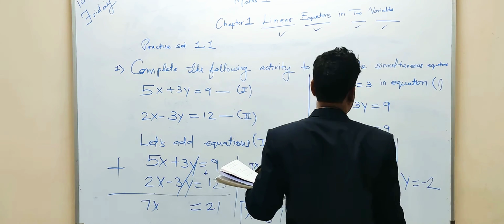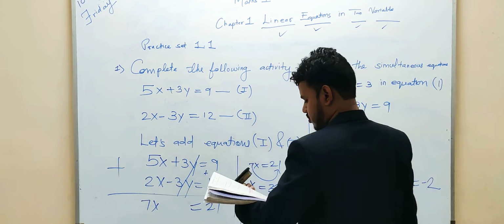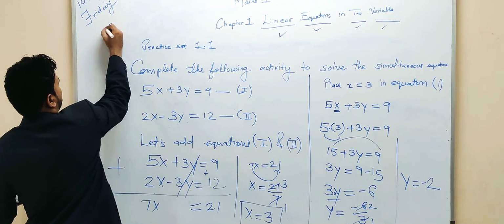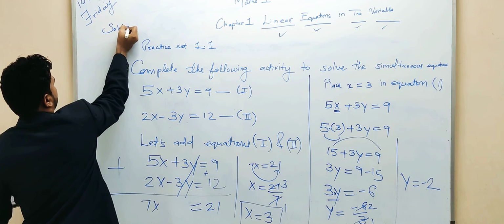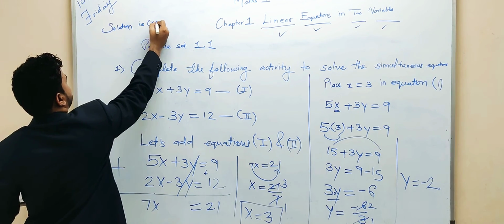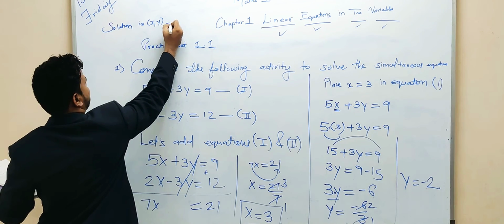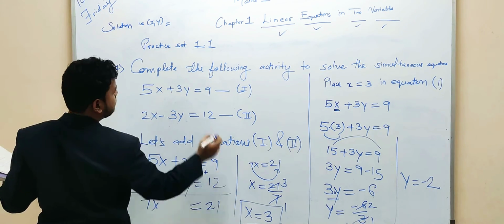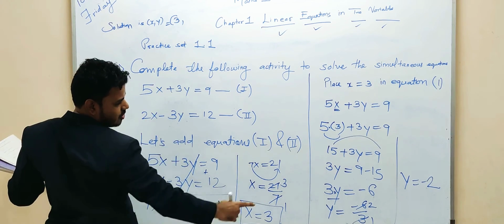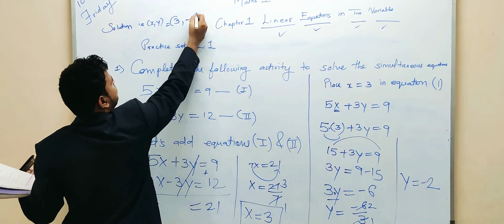Now we have the solution. There is no space here, so I will write it down here. The solution is (x, y) equal to, first the value of x, that is 3, comma, the value of y, which is minus 2.